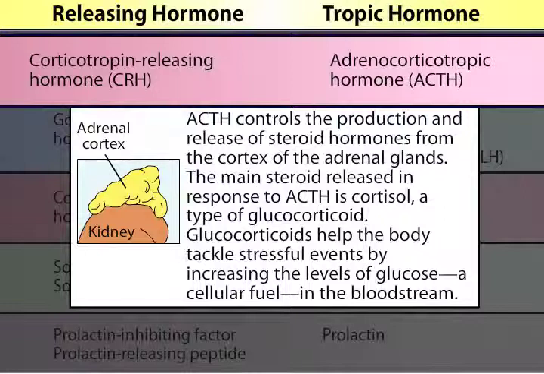ACTH controls the production and release of steroid hormones from the cortex of the adrenal glands. The main steroid released in response to ACTH is cortisol, a type of glucocorticoid. Glucocorticoids help the body tackle stressful events by increasing the levels of glucose, a cellular fuel in the bloodstream.